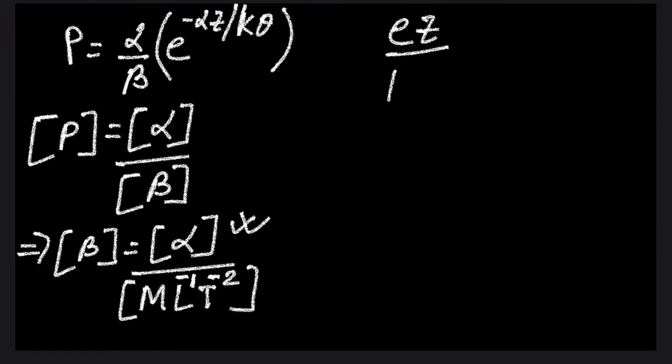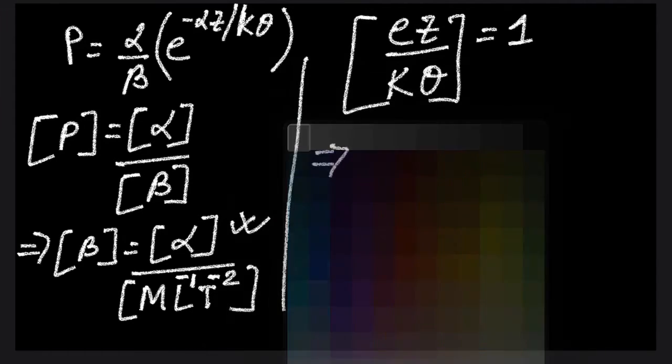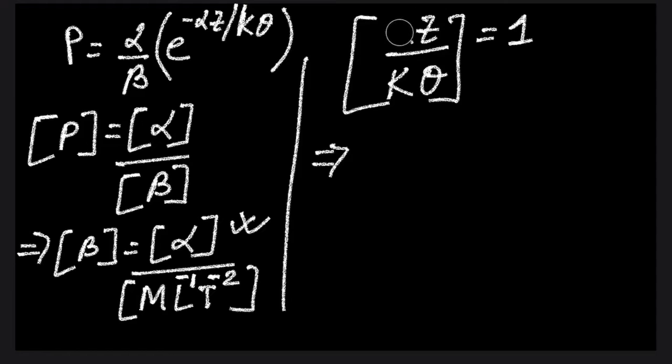Now pressure is force by area, so M L T to the power of minus 2 by L square. This is the dimension of pressure. All I have to do now is find the dimension of alpha, using the concept that alpha z by k theta is dimensionless. So let me write here 1. The dimension of this quantity is nothing, it is 1. Wait, this is not e, actually this is alpha. By mistake I wrote e.